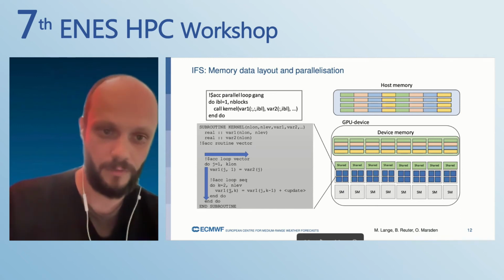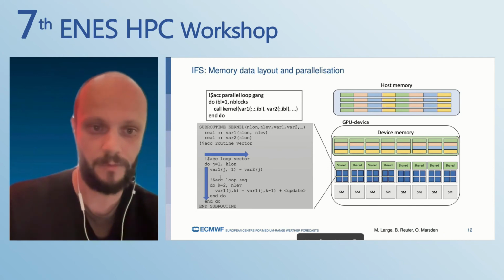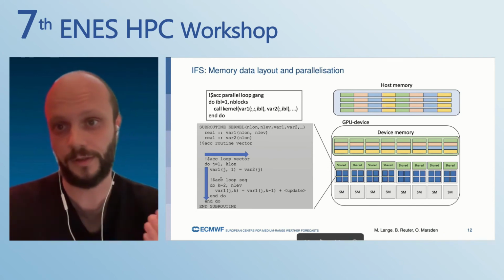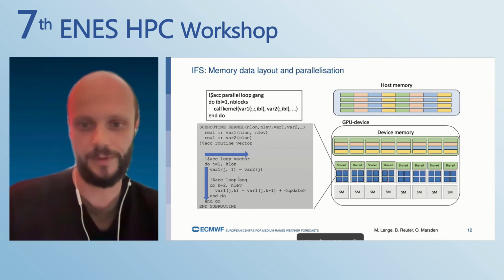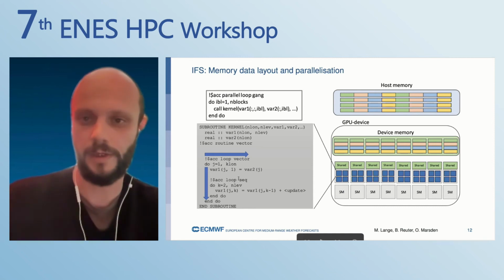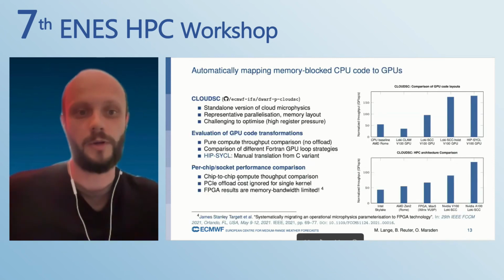We're marking it as routine. We bring the vector loop outermost as much as we can. We're marking sequential innermost loops, the things that aren't parallel, and let the compiler deal with the rest. And this works really, really well. So we've demonstrated this on CloudSC.